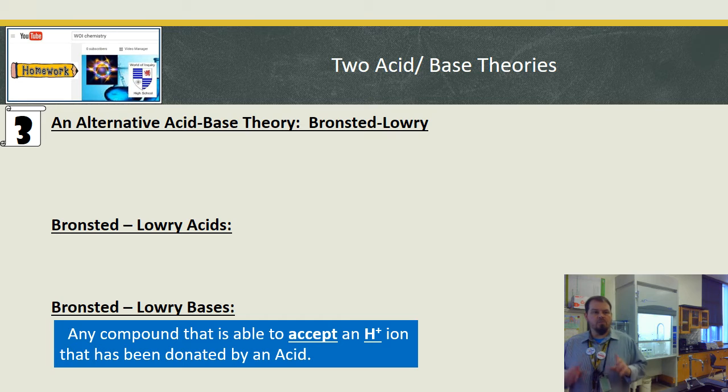And so what they did was redevelop the definition for a base to now say anybody that accepts an H plus ion that has been donated by an acid. It actually takes it off of a water, leaving an OH behind. Okay?